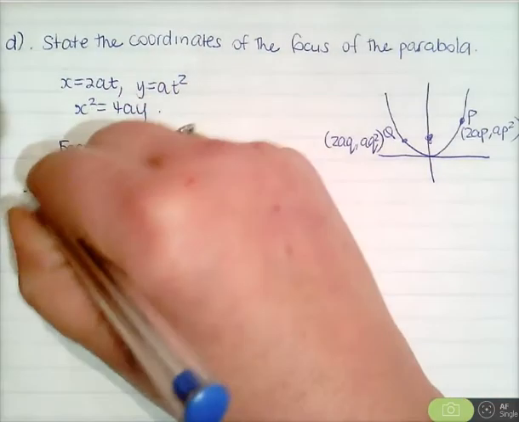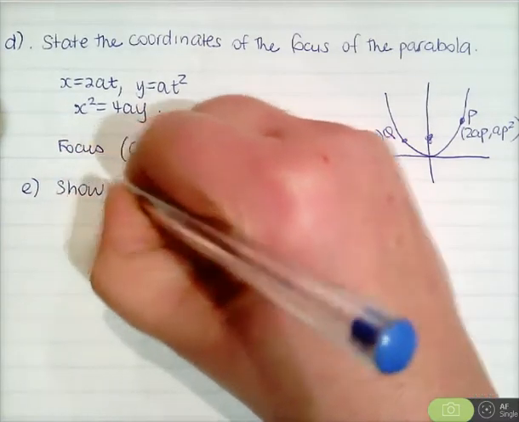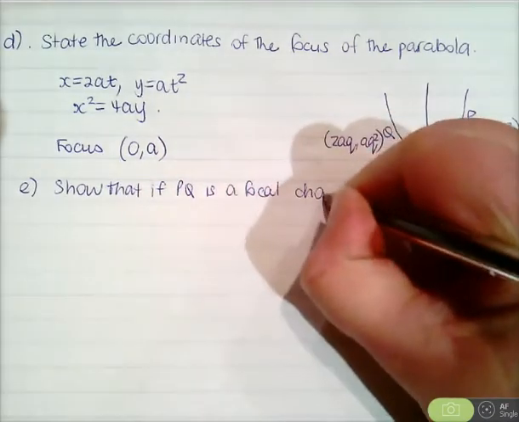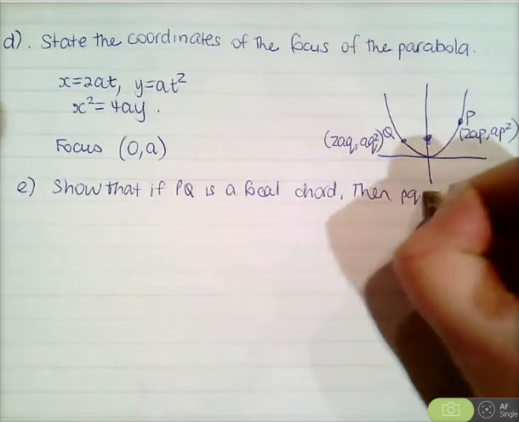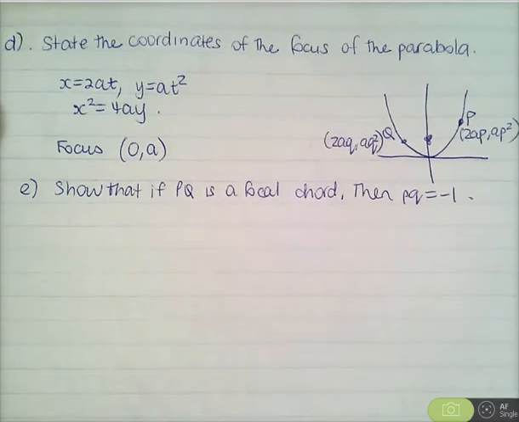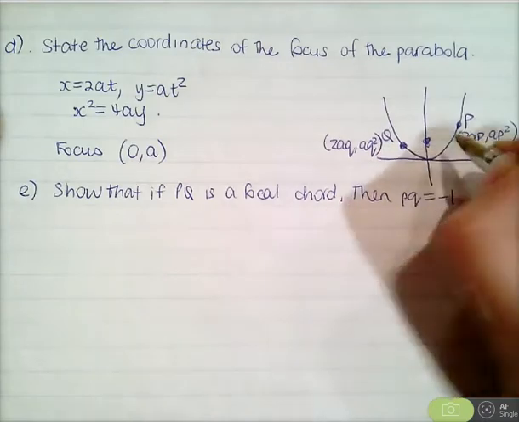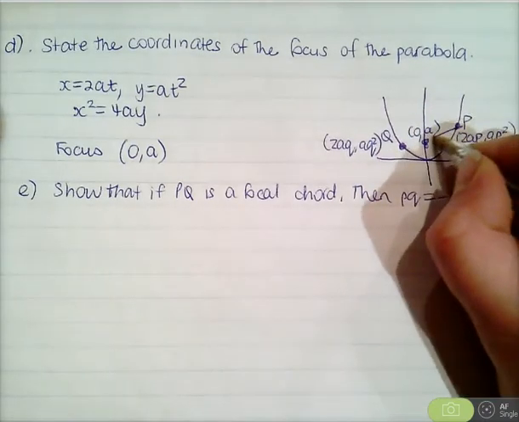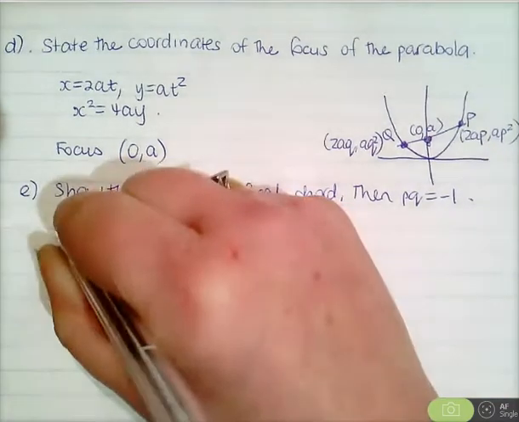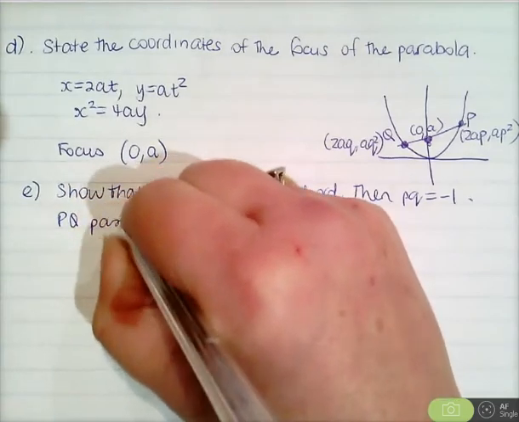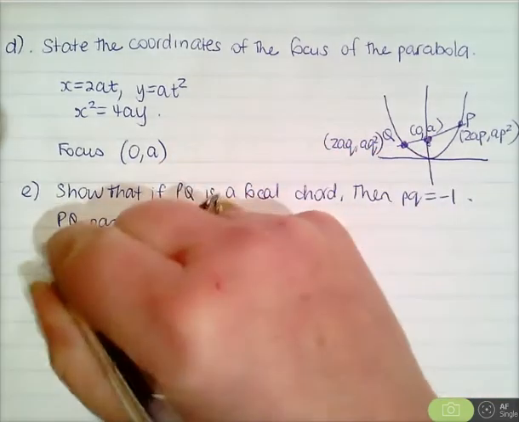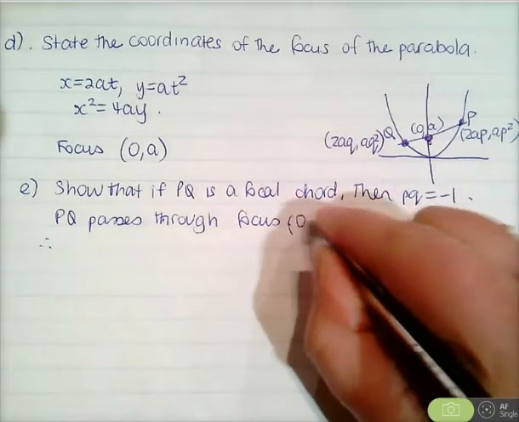Okay, that's part D. In part E, you're asked to show that if PQ is a focal chord, then pq equals -1. Now, everything that I've done in parts A, B, C, D, E, these are very, very typical questions that you could get. So here is my focus, (0, a). Now, if PQ is a focal chord, it means that PQ passes through the focus. In other words, PQ passes through the focus (0, a).